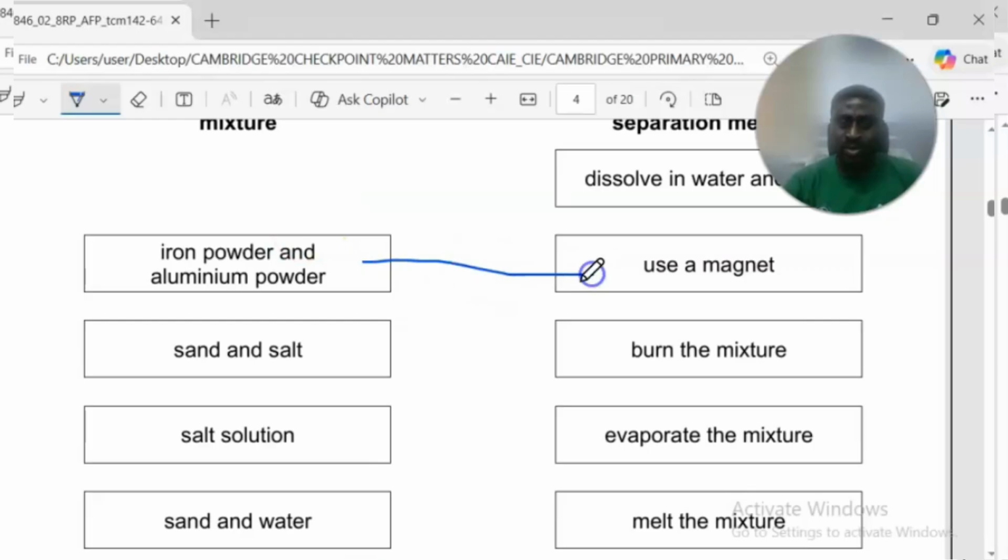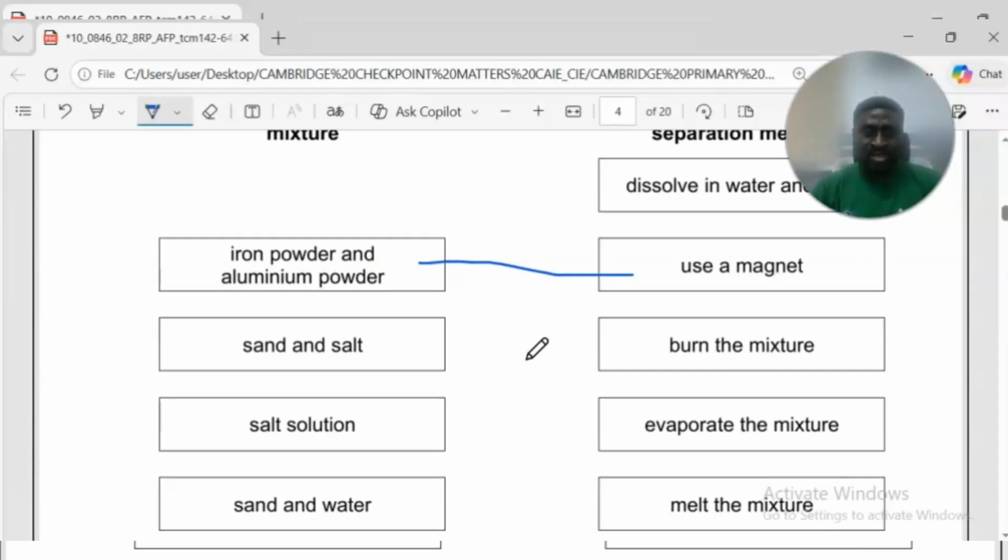So this arrow goes here. You can use a ruler to do this neatly when you are sitting for this exam. Then the next mixture here is sand and salt. So when you have a mixture of sand and salt, which method is the best separation technique here?